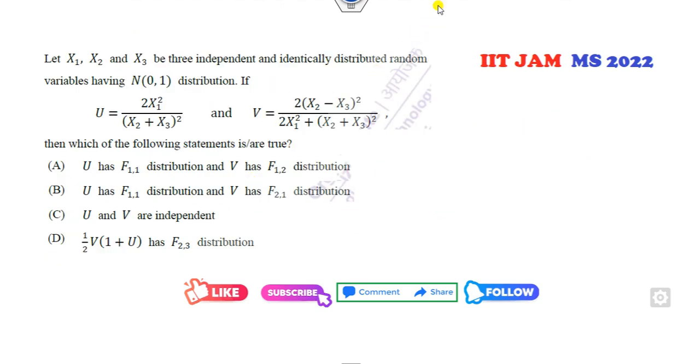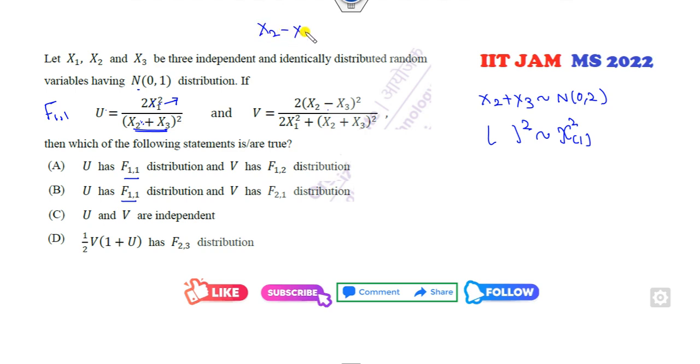Okay, look at this another one. This is my chi-square. This one is also chi-square. Why? Because x1, x2 plus x3 will follow the normal distribution of this, and if you put them as a square, it will follow the chi-square degree 1, and both are independent. So this u will follow the F distribution of 1 comma 1. Is it v? V also. x2 minus x3 will follow the normal distribution of 0, 2. The square of them will follow the chi-square distribution 1, and you can see they are not independent.